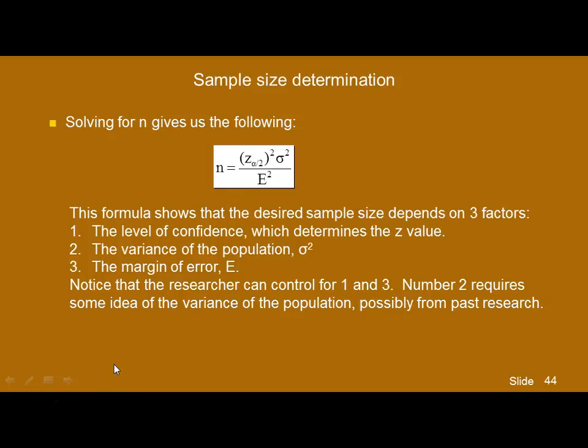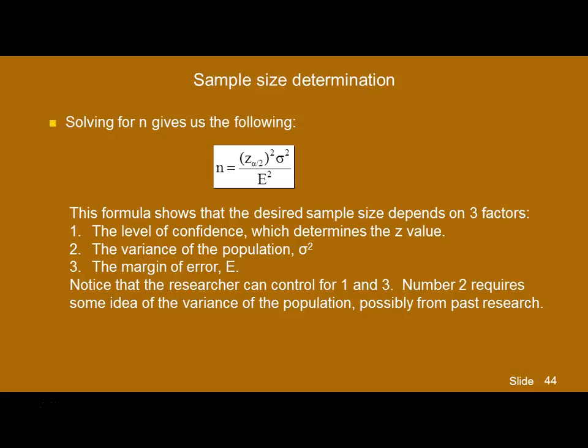What that formula is showing you is that the sample size we need depends on three factors. What's the level of confidence I want, which determines the z value? What's the variance of the population, sigma squared? And what margin of error, E, do I want? Remember, the margin of error is just how close to the true population mean do you want to come. The researcher basically can control the first and third items here. You can choose the level of confidence you want, which determines the z value. You can choose the margin of error you want.